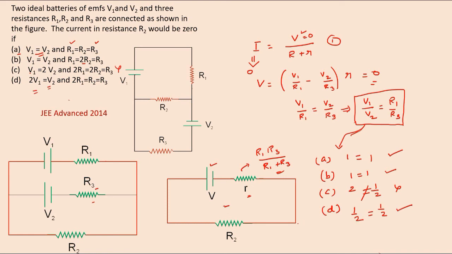So option A, option B, option D are the conditions for no current through R2. So what is the correct answer? Option A, option B, option D. Have you understood this? This is one of the methods. Thank you.